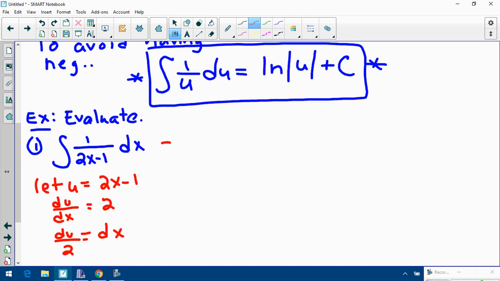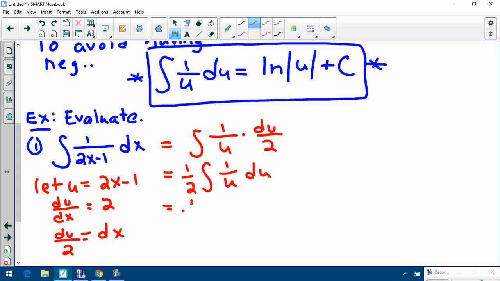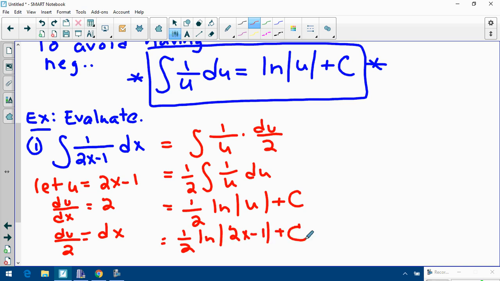Okay, so now I can sub in. We've got the integral of 1 over u times du over 2, which is the same as just pulling the 1/2 from the over 2 out front. So 1/2 times the integral of 1 over u du, which would be 1/2 ln absolute value of u plus c. And my final answer, plugging in u again, would be 1/2 ln absolute value of 2x minus 1 plus c. Remember, you can always check an integral by taking the derivative. So if you take the derivative of that, you should get 1 over 2x minus 1. And you do.